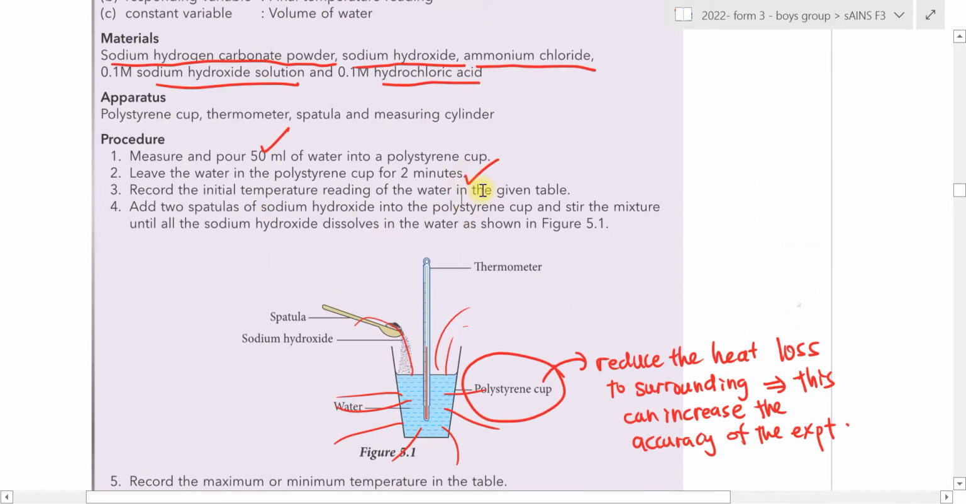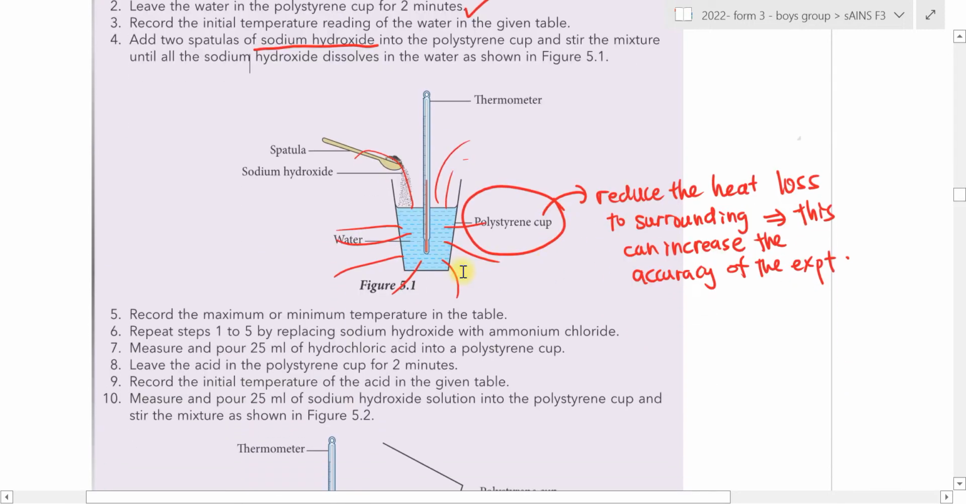Unless you are living somewhere else. In Malaysia, 28 and 27. Record the initial temperature. Okay, done. Then add 2 spatulas of sodium hydroxide into the polystyrene cup and then stir the mixture.